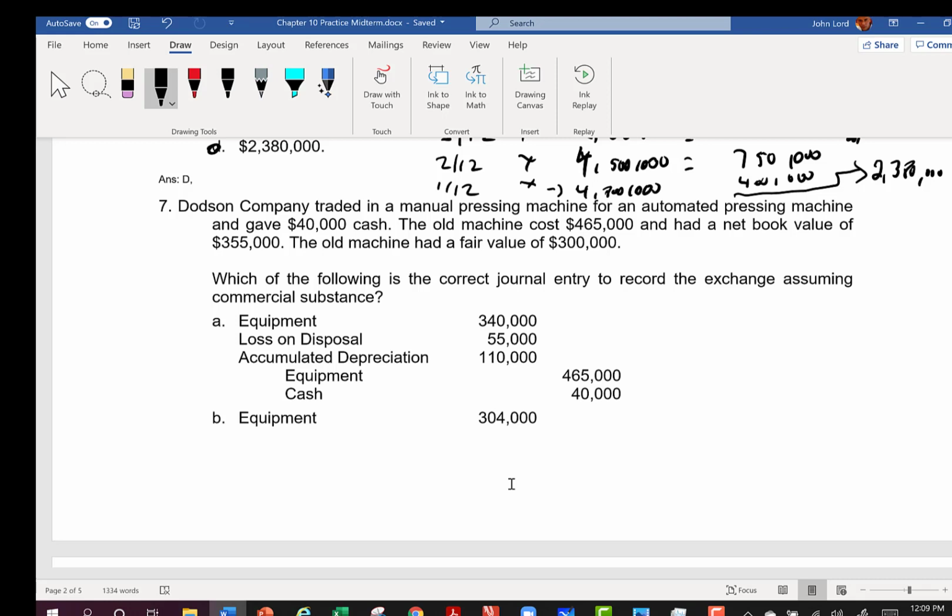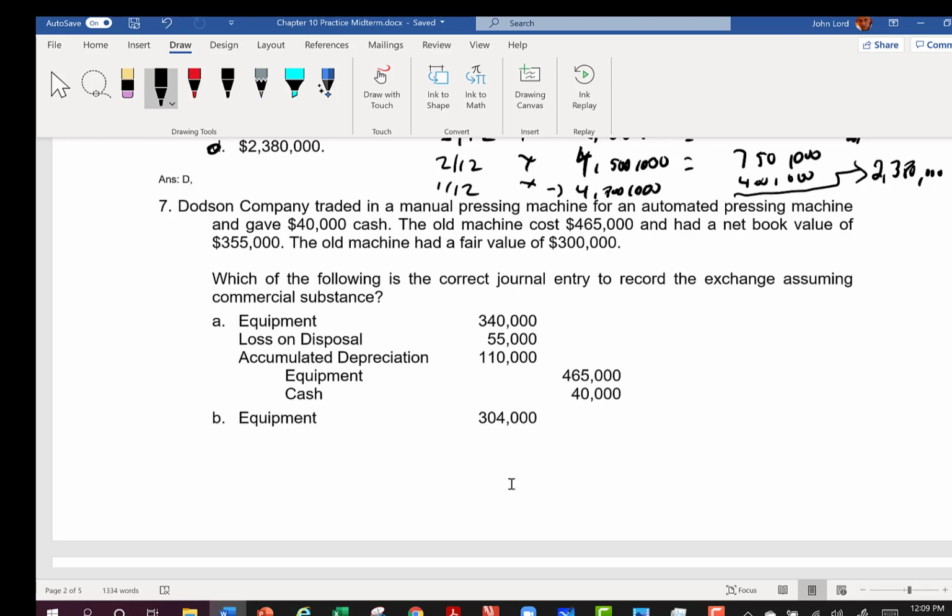So the question is, what do I do with those losses? What do I do with those gains? Losses, you always recognize them, no matter what. I don't care if the transaction has commercial substance or lacks commercial substance. You will always recognize the entire loss. Always. Got to take the entire loss.